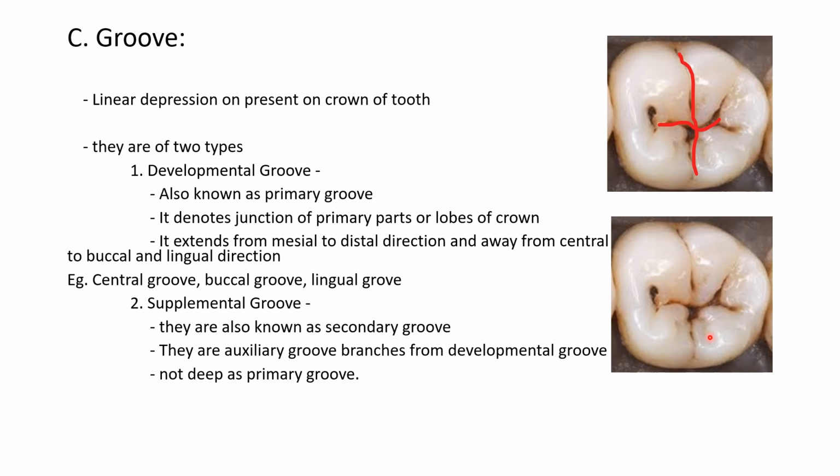You can make out here also, these are the supplementary grooves, and they are auxiliary grooves, branches from the developmental grooves. So developmental grooves give auxiliary branches. These are the supplementary ones. They are not as deep as the primary groove. You can make out here, these are the supplementary grooves, not the central grooves, not the developmental grooves, but they are accessory or auxiliary to the developmental grooves.